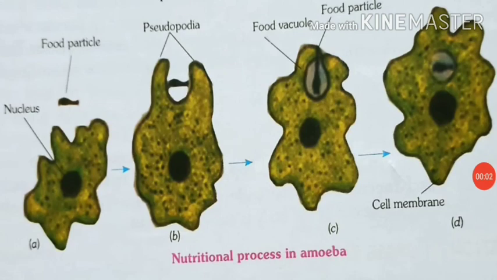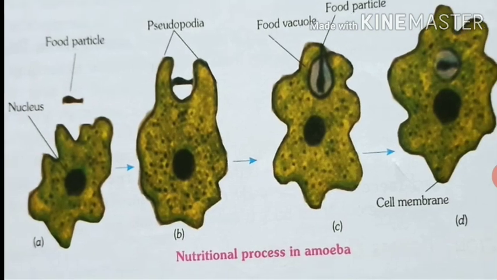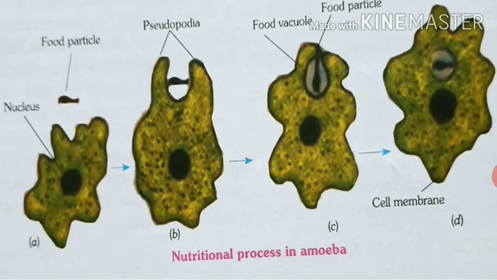So let's talk about the nutritional process in amoeba. Let's see the diagram which is given on the screen. So see, this is the nucleus, food particle, pseudopodia, this finger-like projection you can see in the picture. This is the food vacuole, and inside this food vacuole a food particle is present, and this is the cell membrane, it is the outermost part of the cell.